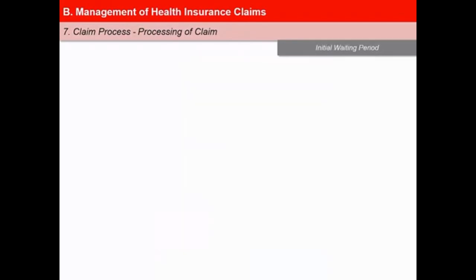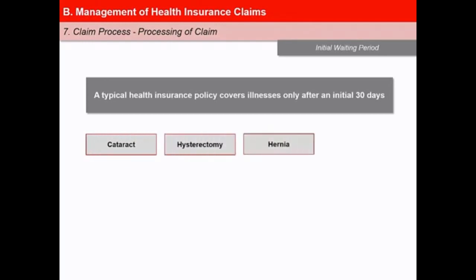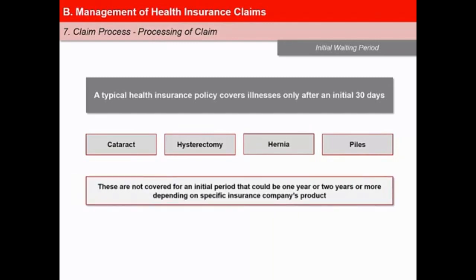A typical health insurance policy covers illnesses only after an initial 30 days, except accident-related hospitalization. There are certain illnesses like cataract, hysterectomy, hernia, piles, etc. that are not covered for an initial period, and the waiting period could be 1 year or 2 years or more, depending on the specific insurance company's product.